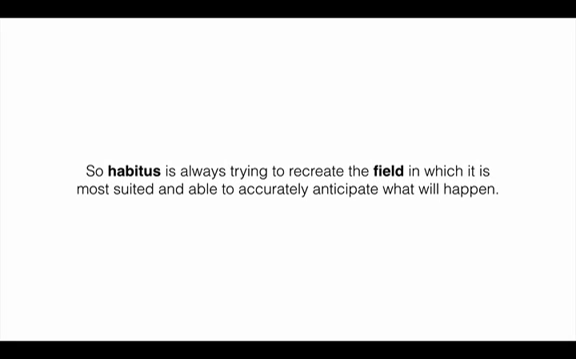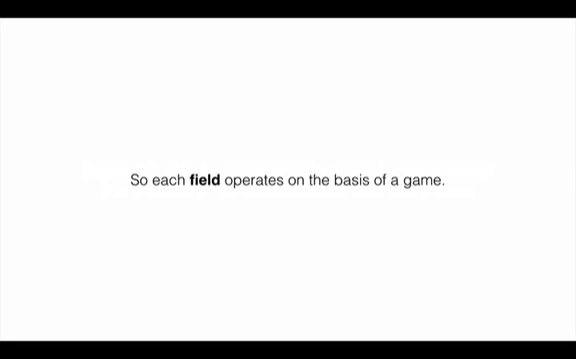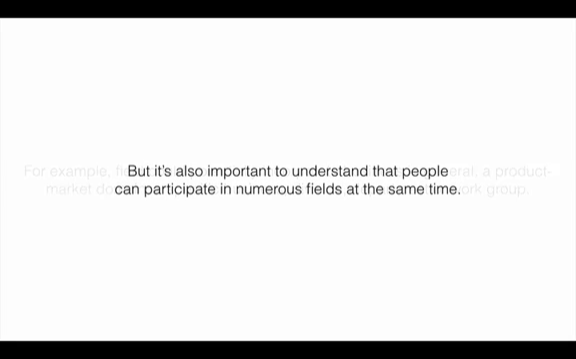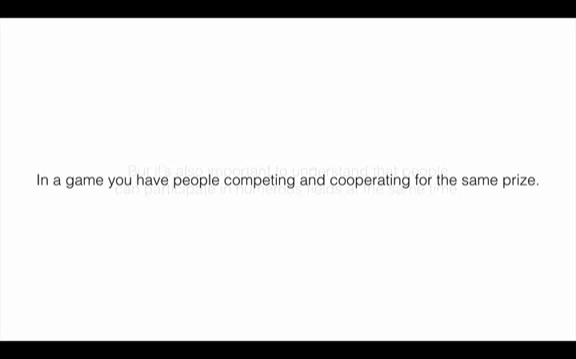So habitus is always trying to create the field in which it is most suited and able to accurately anticipate what will happen. Importantly, a field only exists to the extent that players enter it, who believe in and actively pursue the prizes it offers. So each field operates on the basis of a game. And by now it should be clear that a field can apply to any social structure. For example, a field could potentially incorporate business in general, a product market domain, a specific business, a division, a department, or a work group. But it's also important to understand that people can participate in numerous fields at the same time.